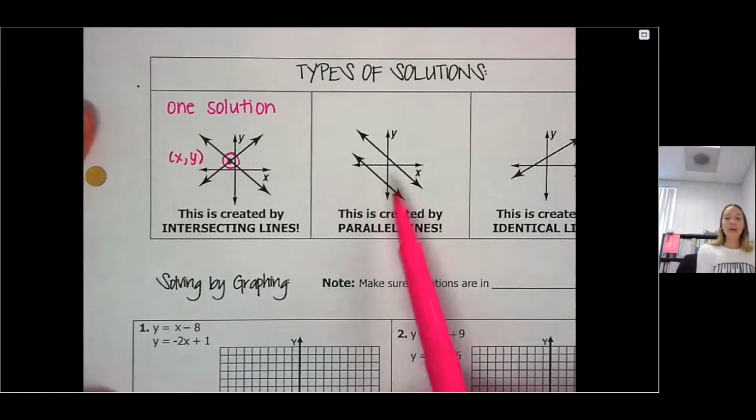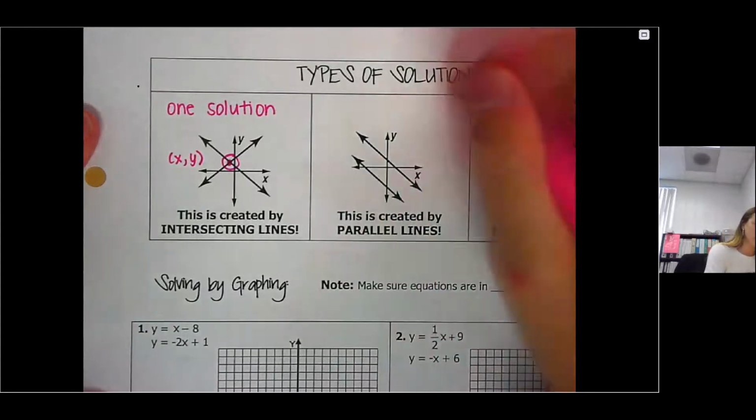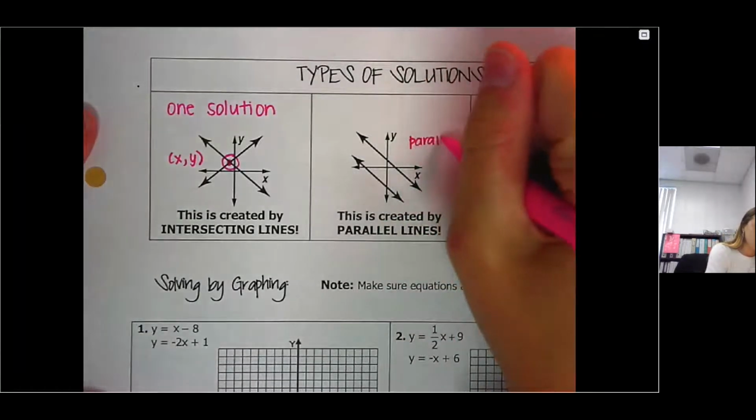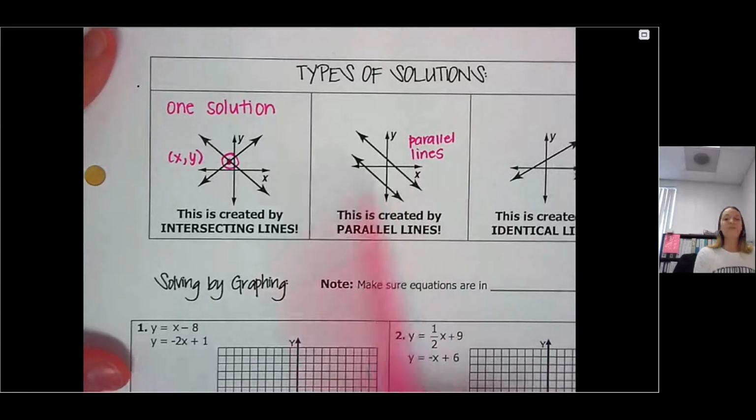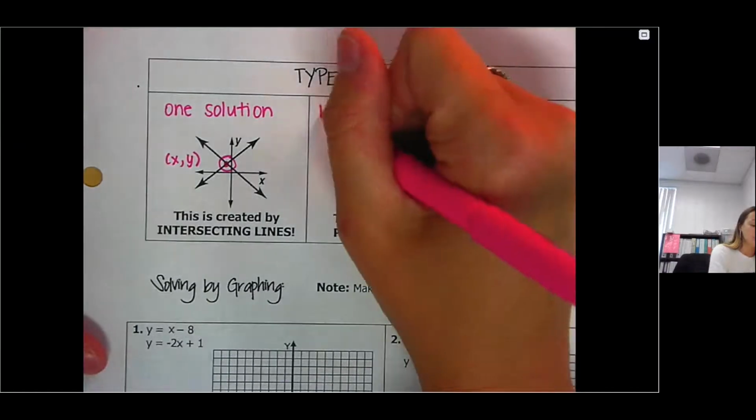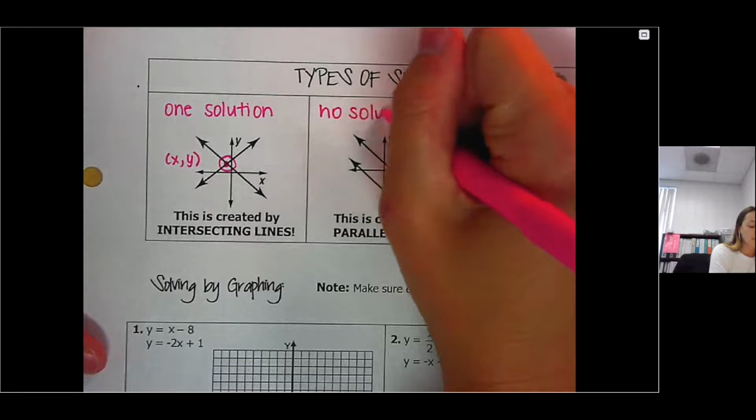If you have parallel lines, right, these are parallel. What do you know about parallel lines? They never intersect or never touch. So how many solutions can you have if they never touch? None. There is no solution to a problem that is parallel lines because they're never going to intersect each other. So if you have two parallel lines that have the same slope, you have no solution. There's no answer because they never touch.